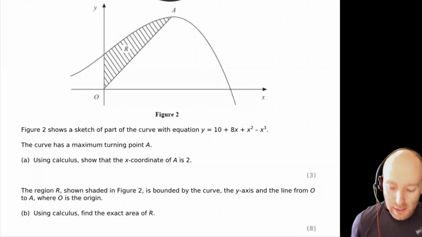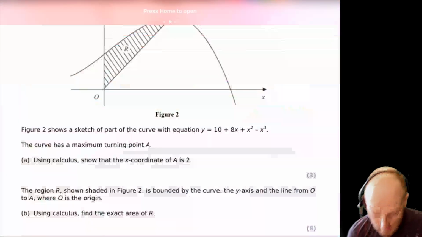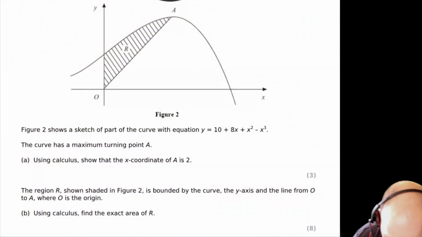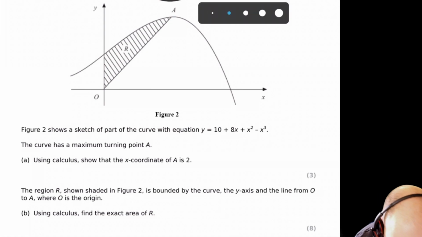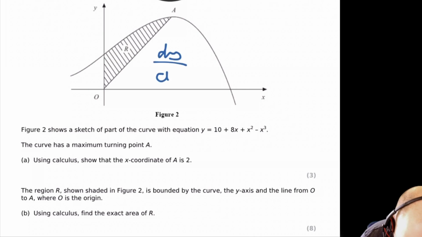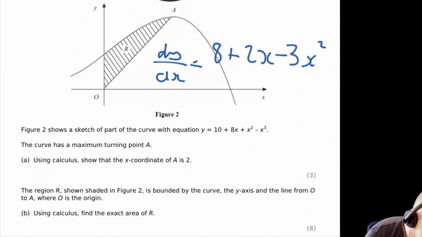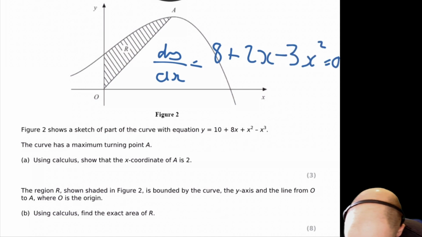Yeah, so Grace got the right answer. Good. Let's go through this one then. So use calculus, find the turning points. It's the same question again, really, just slightly different area we need to find. So dy by dx, 8 plus 2x minus 3x squared. Make that equal 0. Solve the quadratic.